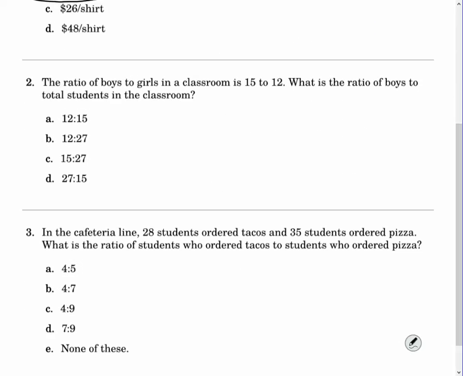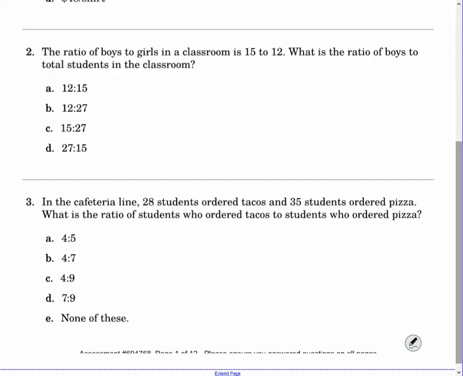The ratio of boys to girls in a classroom is 15 to 12. Boys to girls, the order they give us is important. What is the ratio of boys to total? A lot of kids got this question wrong because they just listed boys. They did girls to boys or something, but it wants boys to total. 15 was the number of boys because it said boys to girls, 15 to 12. So 15 boys to total.